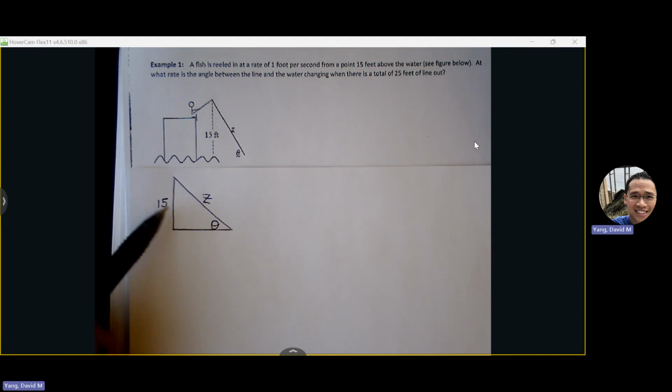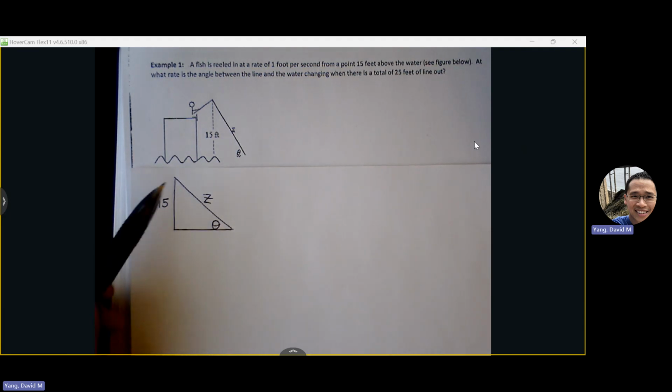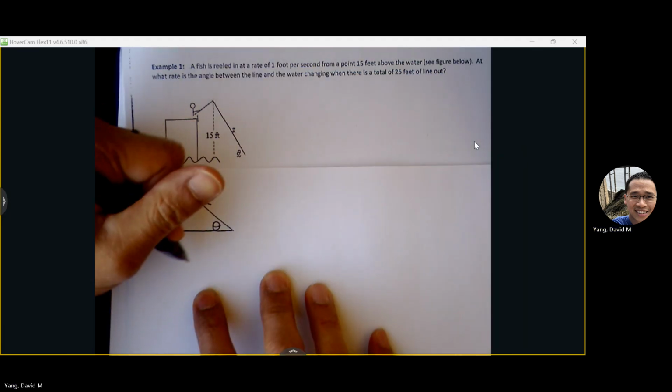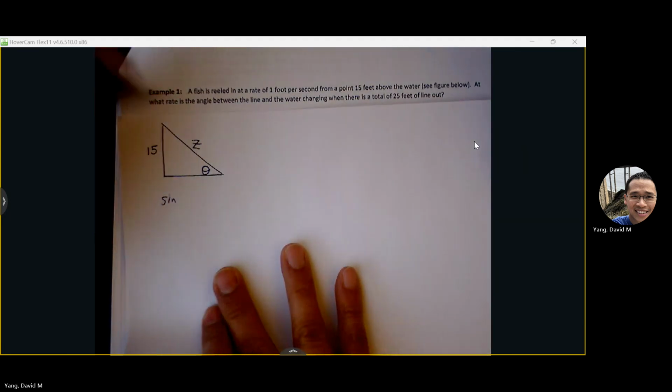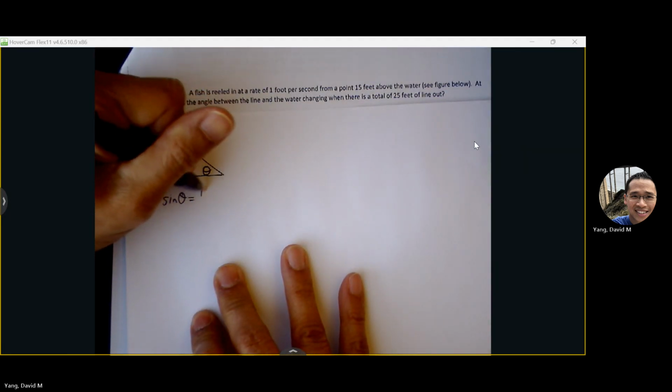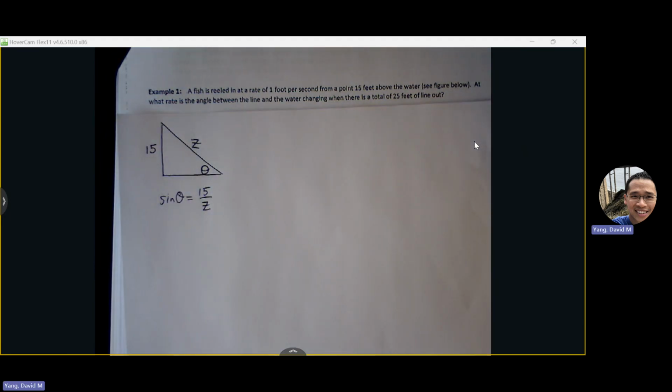Sine, yeah. So we are going to do opposite over hypotenuse. So that is going to be our starting equation. So we're going to say sine of theta is equal to 15 over z. Okay, so just like with related rates from previous units, we just have to get it ready for the derivative, find the derivative, and then attach d over dt for each of the variables.